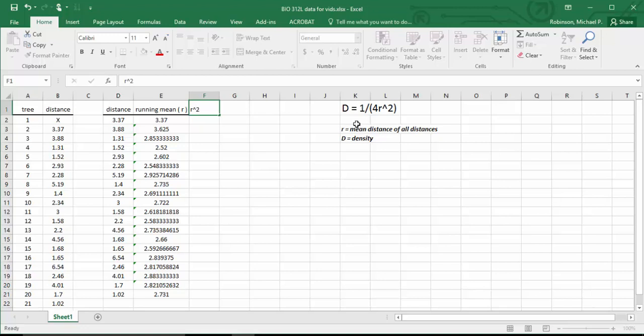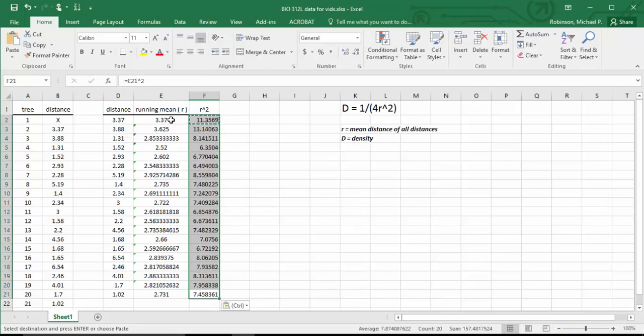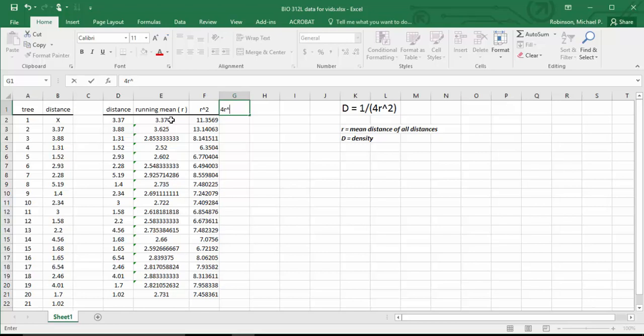R caret 2. And calculating a square is very easy. It's equal to this value, and we put the caret, and we put the exponent 2, which is R squared. Alright, I'm going to paste that in there. And let's calculate 4R squared.